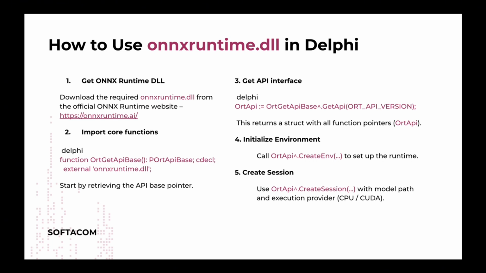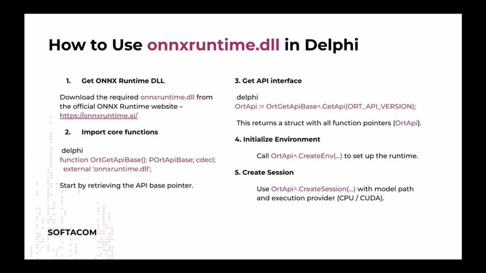Once you have that, you call it to get the API interface, which is a struct with pointers to all the functions you'll use. It's like your toolbox for running ONNX models. Then you set up the runtime environment by calling create-env. This basically prepares everything so ONNX can work inside your app. After that, you create a session by calling create-session, where you tell it which ONNX model to use.